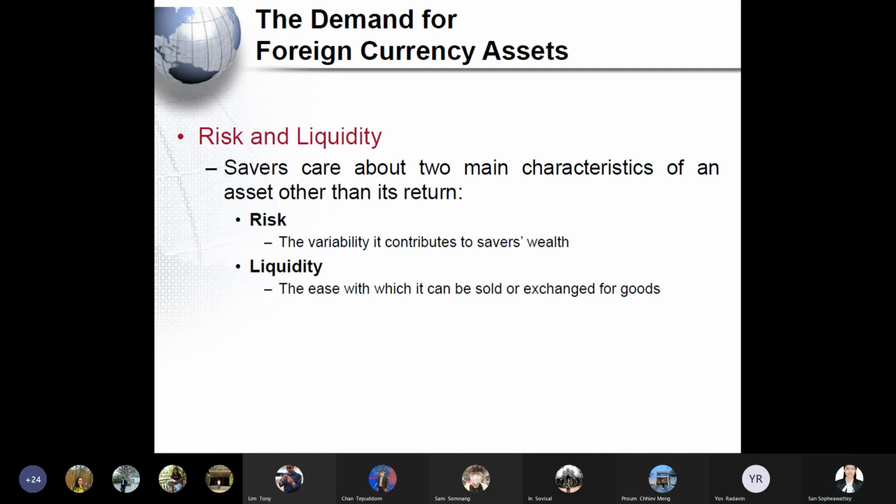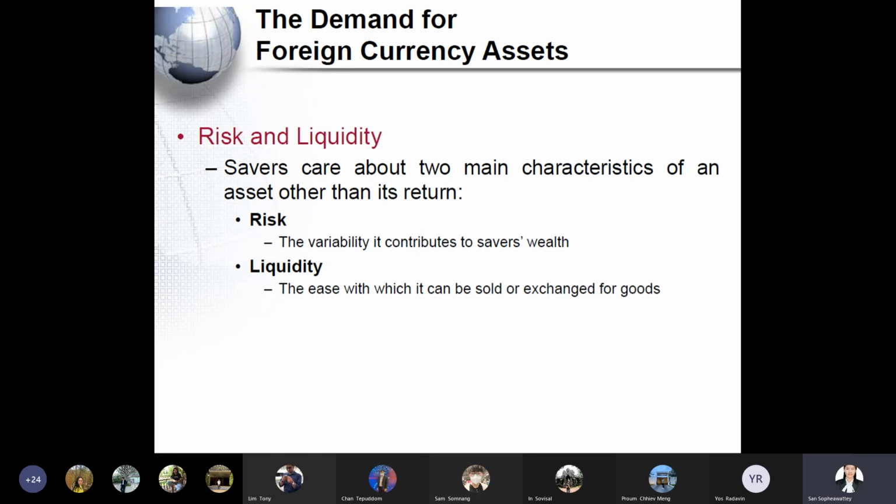And the second characteristic is liquidity. Liquidity is the ease with which the asset can be sold or exchanged for goods. Assets differ according to the cost and speed at which the seller can sell. For example, if you own a house, it's not a liquid asset because selling usually requires time and the services of brokers and inspectors. Cash we consider the most liquid of all assets, and it's always acceptable at face value as payment for goods and other services.